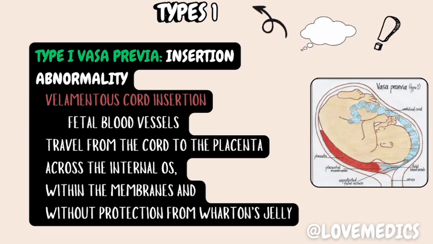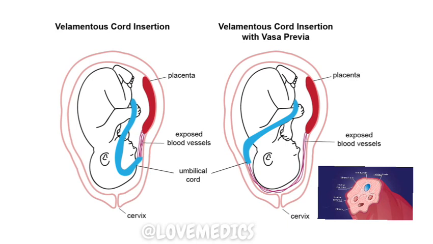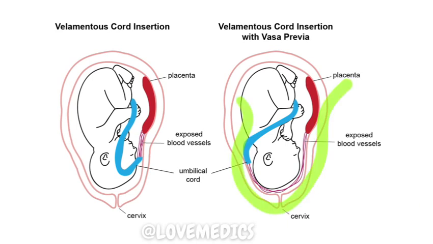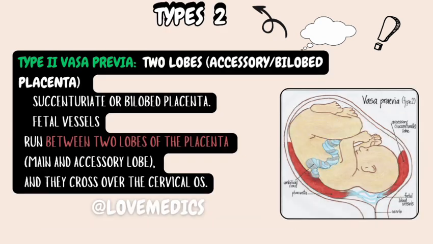Type 1 Vasa previa, you can remember it like type 1 insertion abnormality. It is caused by the Velamentous cord insertion. The fetal blood vessels travel from the cord to the placenta within the membrane without protection from the Wharton's jelly. That is Velamentous cord insertion. If that unprotected fetal vessel crosses the internal os, that is called Vasa previa associated with Velamentous cord insertion. This is type 1.